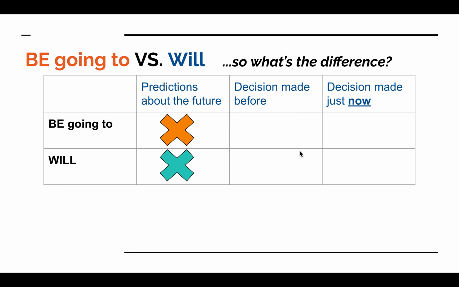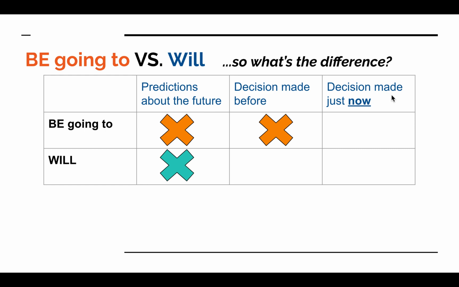What about a decision made before? Like, let's say you decided to go on a trip a long time ago and you bought the ticket like a month ago. You made this decision before this moment. Would you use be going to or will? What do you think? We use be going to. In this situation, it's incorrect to use will.